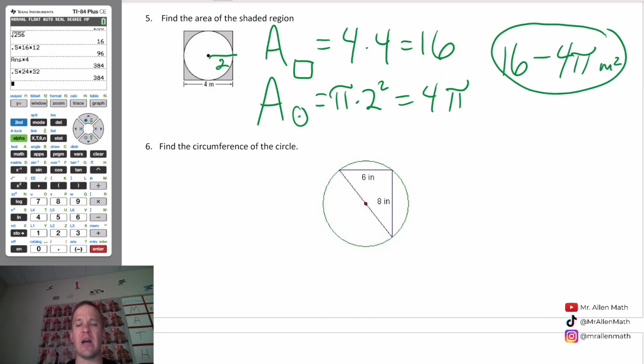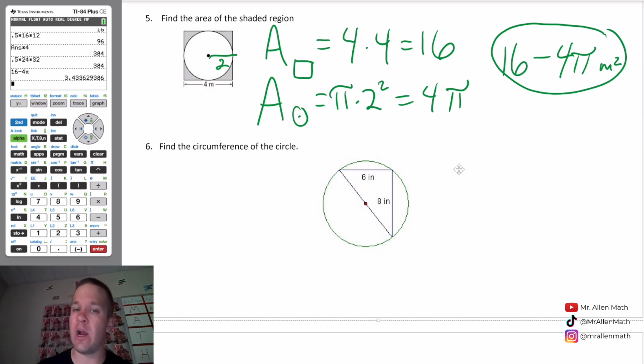You can plug that into your calculator and get a decimal. It's actually not a bad idea to plug that in there. Make sure you have them in the right order. If I do 16 minus 4 pi, using second and then the caret key to get the pi, I would get 3.433. So we have a positive number. That's kind of important. You want to have a positive number for area, not negative.